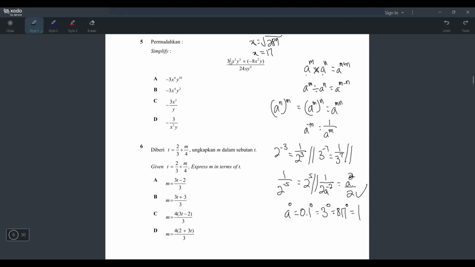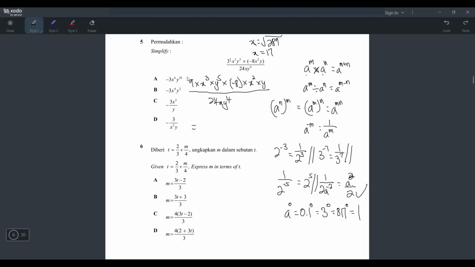So 3 power 2, we can use calculator. Actually, you get 9. So straight away write 9 already. And then if there's nothing in between here, means times. And then x power 3, and then nothing in between here means times y power 5 times negative 8x power 2y. So it means times negative 8 times x squared times y. I try to write it like this to make it simple for you to understand what it means. And then divided by 24xy power 4.